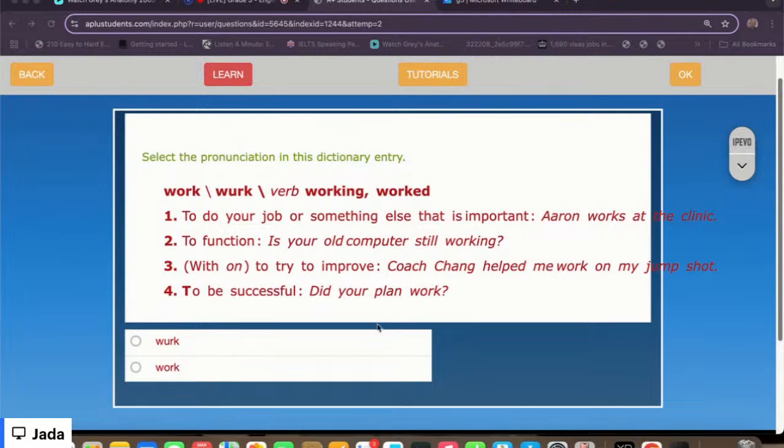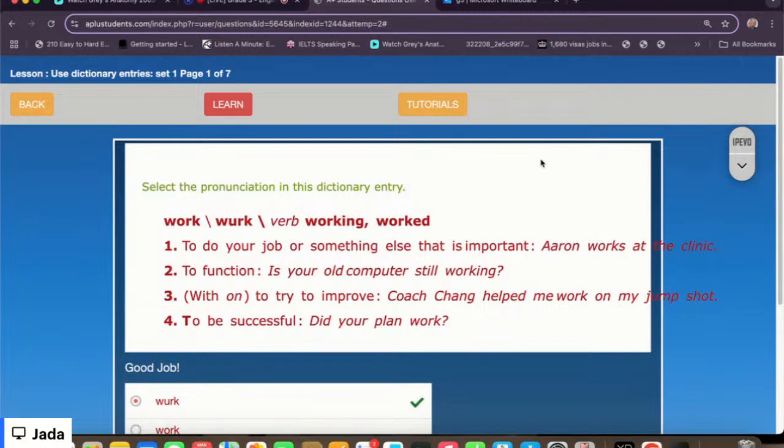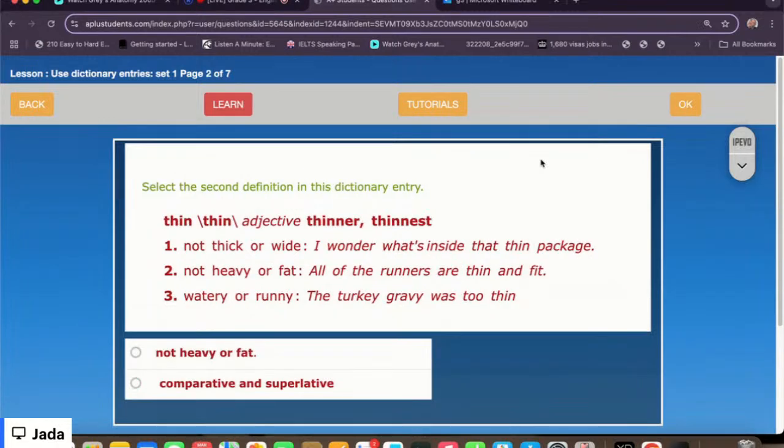We're talking about the pronunciation here, not the word. If you're referring to the pronunciation, it will be the first one. Okay? So that's the pronunciation.